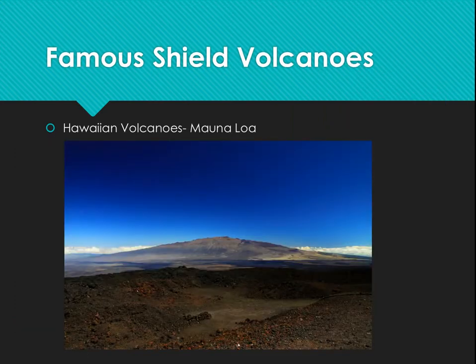So let's look at some examples of shield volcanoes. This is Mauna Loa in Hawaii. All the big Hawaiian volcanoes are shield volcanoes. You can recognize Mauna Loa because you can see the observatory at the top there. Mauna Loa means long mountain, one of the longest and largest mountains on Earth.